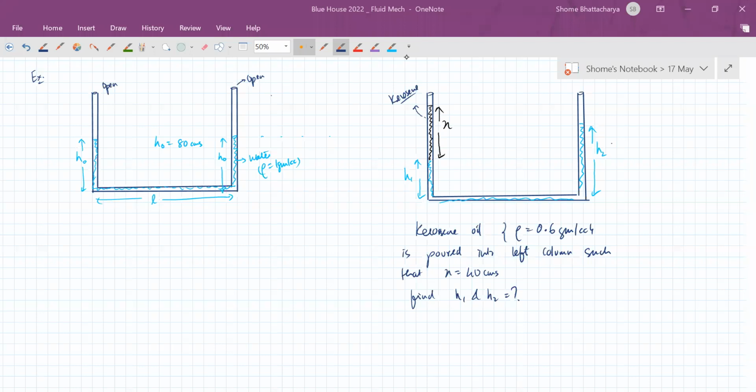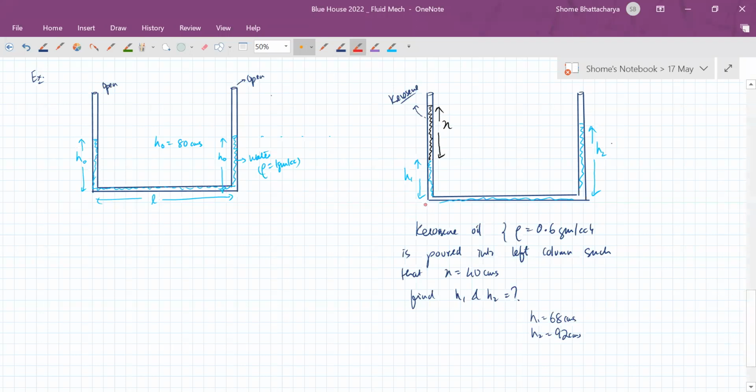Yeah, Parth, I think your answer is correct. Okay. If my calculation is all right, H1 should come out to be 68 centimeters and H2 should come out to be 92 centimeters. Okay, so let's understand how this is working out.